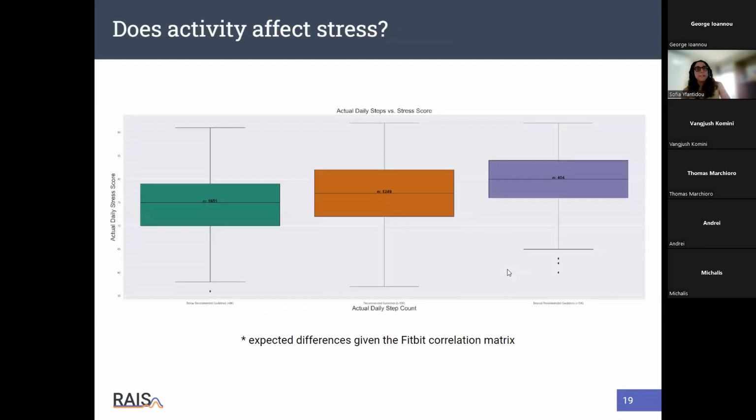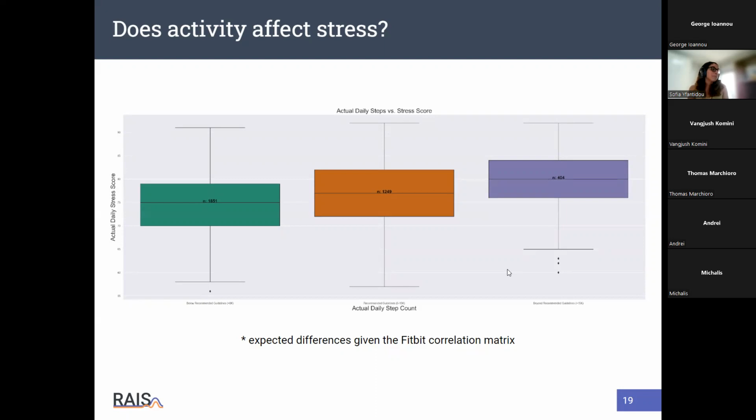Then another thing is, does activity affect stress? So let's say if we see how much the users walk, how many steps they perform, does it actually affect their Fitbit stress score? This should come as no surprise that the more the users walk, the higher their stress score. Note here that in Fitbit, the best stress score is 100, so the more the better. If you have a 100 stress score in Fitbit, you are Zen. If you have a stress score of 0, you're probably a PhD candidate.